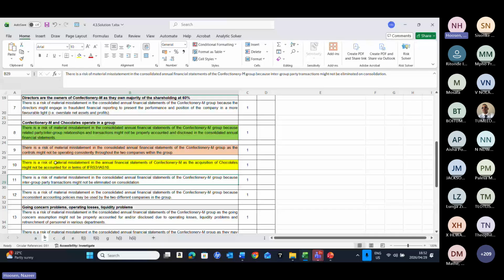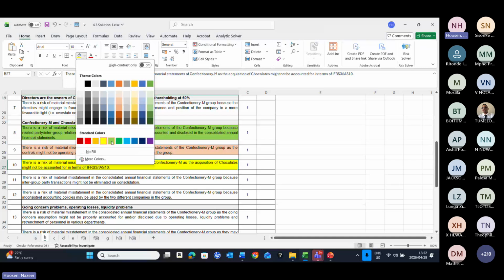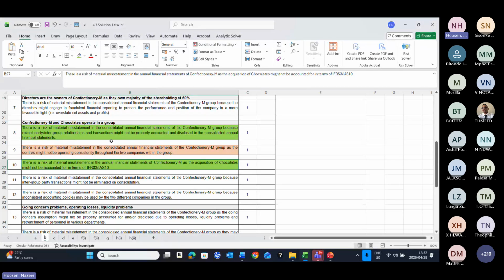There's a risk of material misstatement in the consolidated annual financial statements of the Confectionery M group because intergroup party transactions might not be eliminated on consolidation. Right, we had that. There's a risk of material misstatement in the consolidated annual financial statements of Confectionery M group because, you see, just by the way, I've been reading.